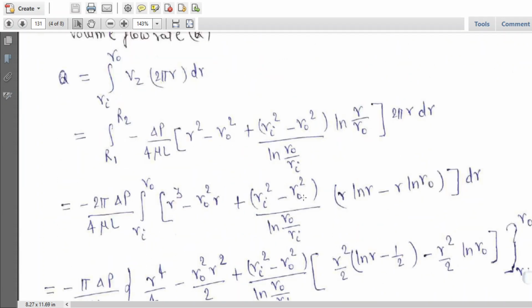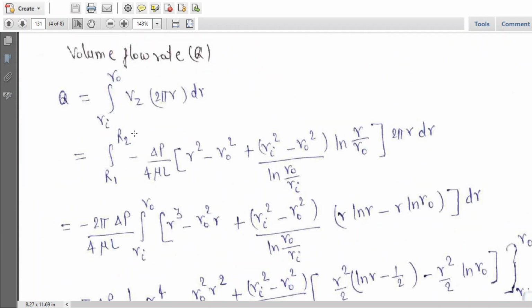Now for the volumetric flow rate Q, we can integrate Vz into dA. So this is r dr d theta, the differential area. This is a fully filled pipe, so theta goes to 2 pi, with r dr.